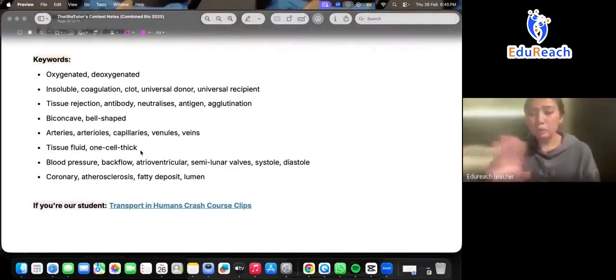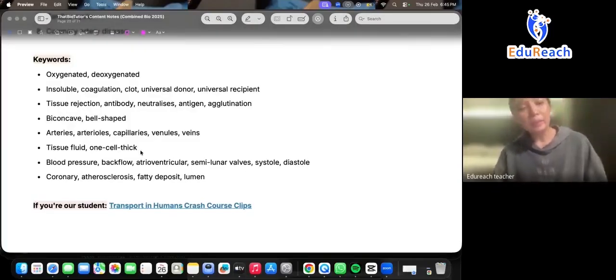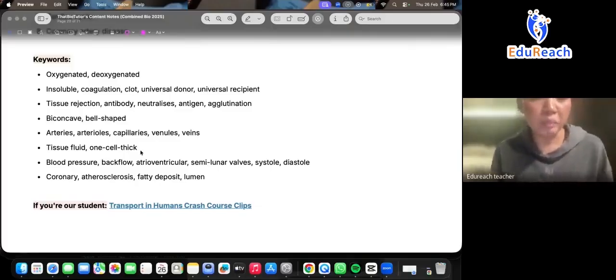As with biology, especially for your structured questions, please be very aware that these are the keywords that you should try to include in your answers as much as possible. So: oxygenated, deoxygenated blood, insoluble, coagulation, clot, universal donor, universal recipient, tissue rejection, antibody, neutralizers, antigen, agglutination, biconcave bell shape. This describes the shape of the red blood cells.